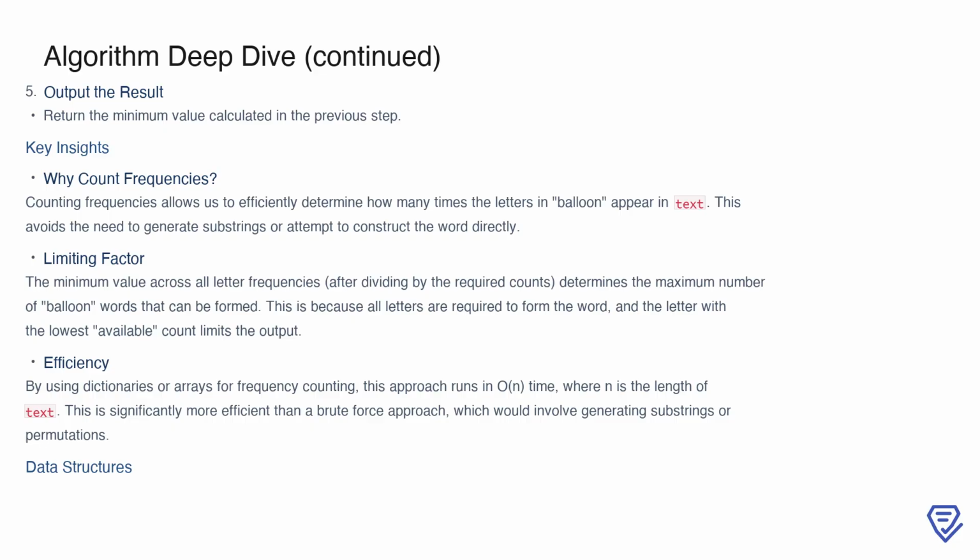This approach is efficient because it uses frequency counts to determine the output in linear time, O(n), relative to the length of text. The insight here is that the letter with the smallest usable count effectively limits the output, as all the letters are required to form the word. Using dictionaries or arrays to store frequencies also ensures that the algorithm remains simple and efficient.